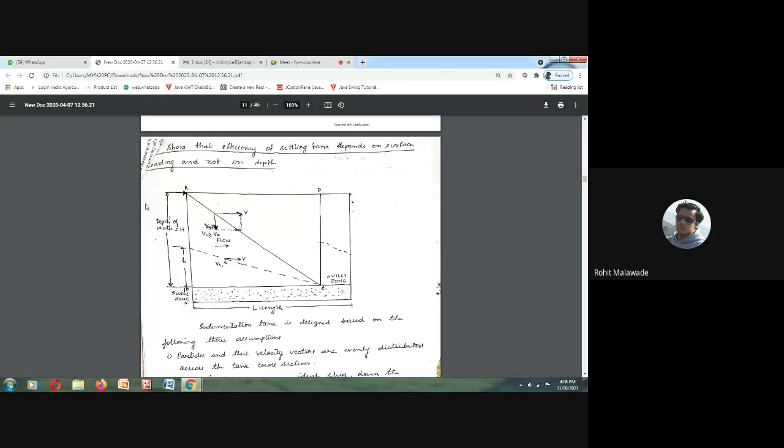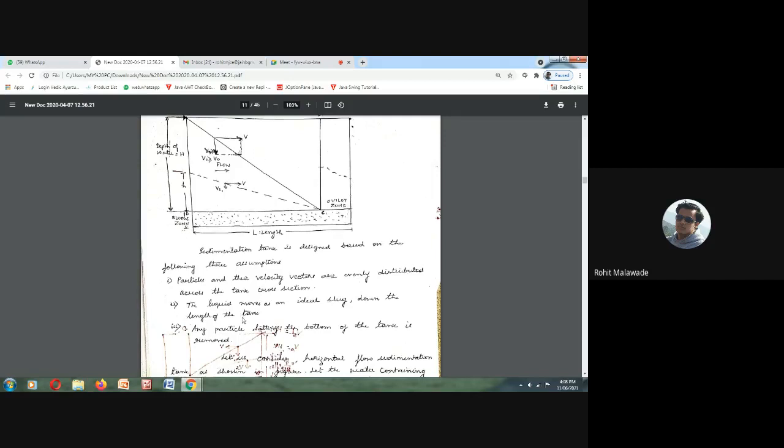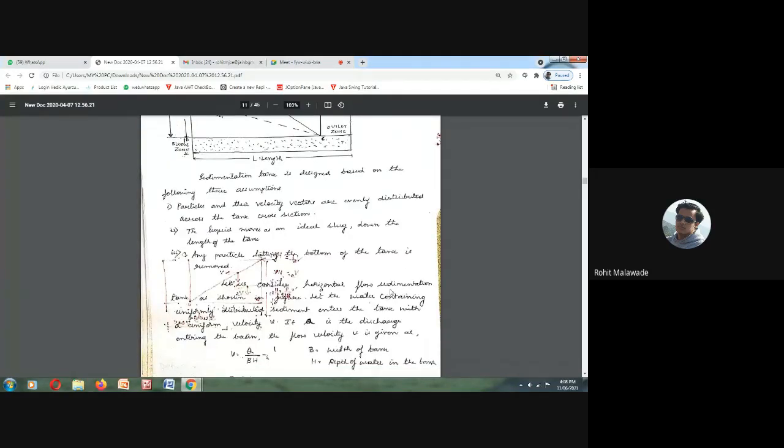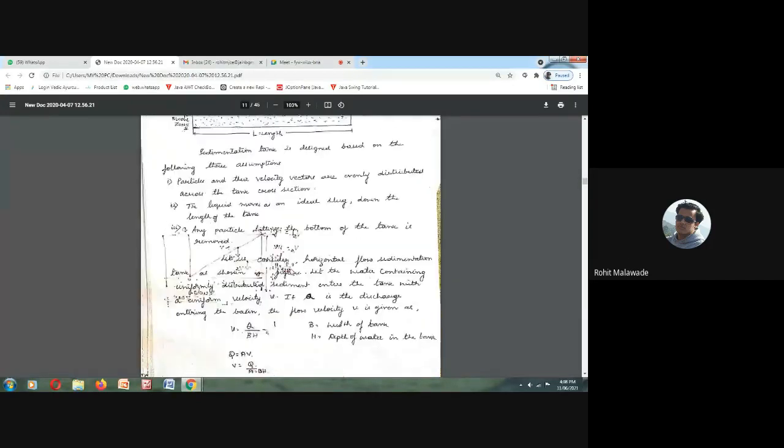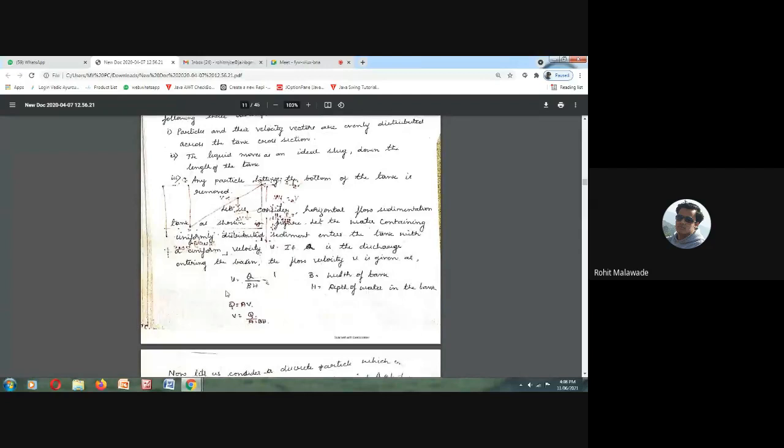Now, let us consider the horizontal flow sedimentation tank, which is going to have the length L, width B and height H. The volume of the tank is given by Q divided by BH. This BH is also nothing but the area. So V is equal to Q divided by BH.